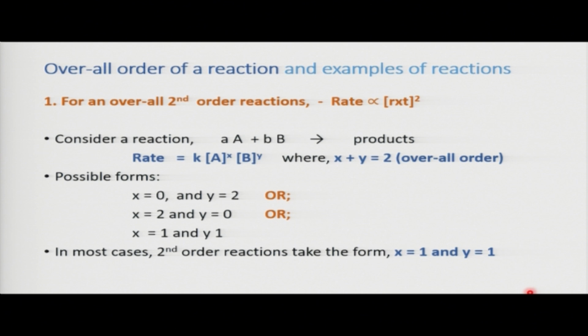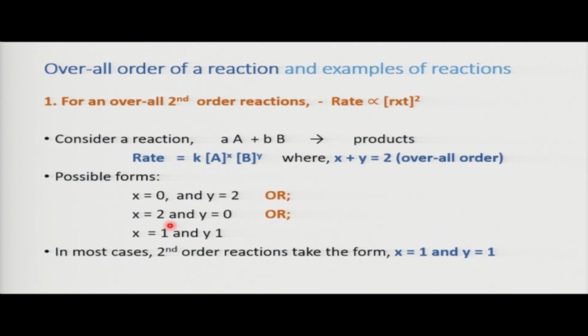So with that understanding, what are the possible forms? These are the forms, just 3. Either X is 0, because 0 plus 2 will get 2. Then when X is 0, Y automatically becomes a 2. If we flip the coin, X becomes 2, then automatically Y will be 0. Or you can have 1 and 1. And you know when we have the order as 0, what that implies? Changes in the concentration does not affect the rate. And when it is a 2, double the concentration, the rate increases by a factor of 4.